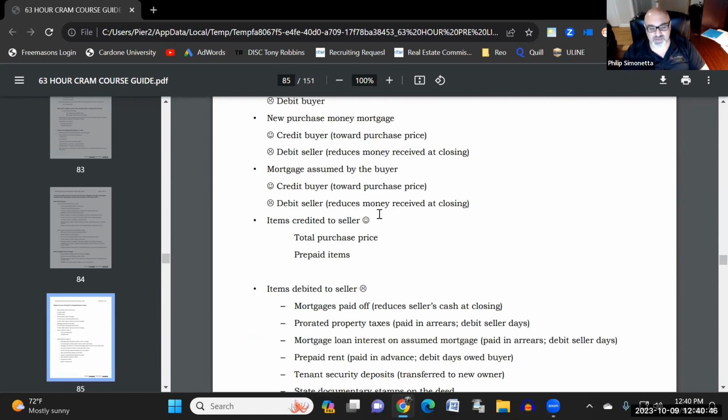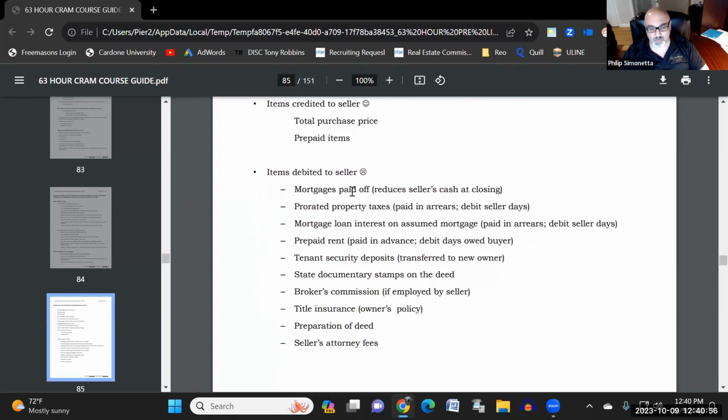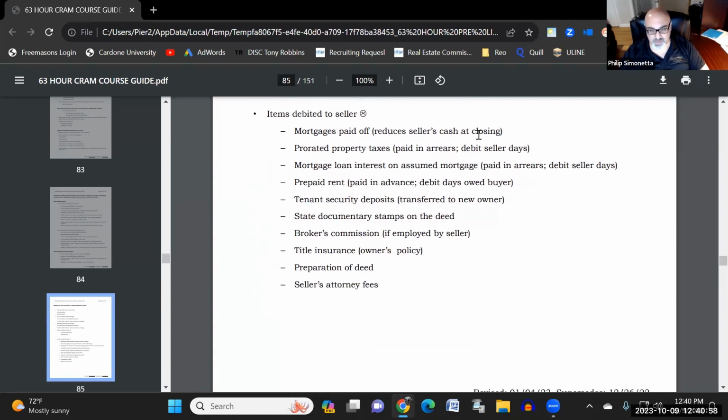So items credited to the seller are the total purchase price and prepaid items. They're the two things that get credited to the seller. Items debited to the seller would be the mortgages paid off, that reduces their cash at closing. Prorated taxes, that's paid in arrears and debited in seller days. Mortgage loan interest on assumed mortgages, that's paid in arrears and debited in seller days. Prepaid rent is paid in advance. Debited days is owed to the buyer, right? So the days of closing goes to the buyer.